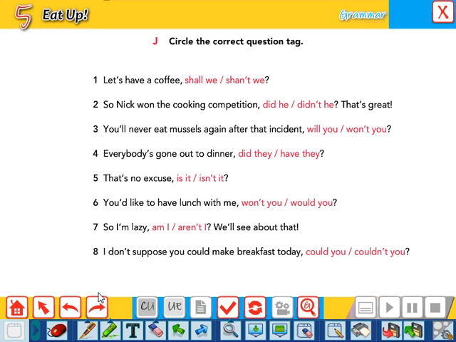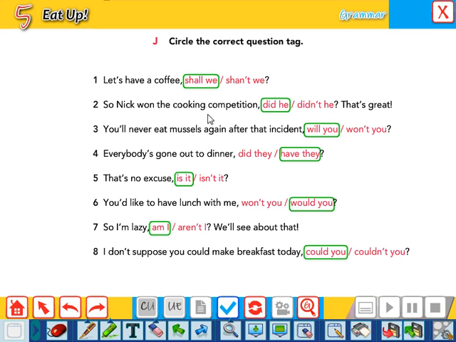Circle the correct questions or question tags. Let's have a coffee. Shall we or shan't we? Sunik won the competition, the cooking competition. That's great. And so on. I want you to try it first and see the answers. Did he? Will you? Have you? That's no excuse, is it? Would you? Am I? Could you?